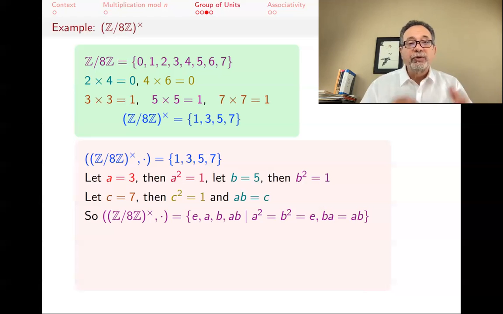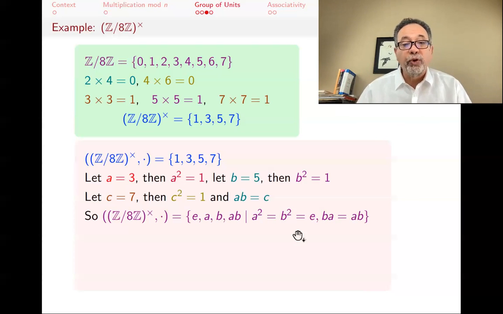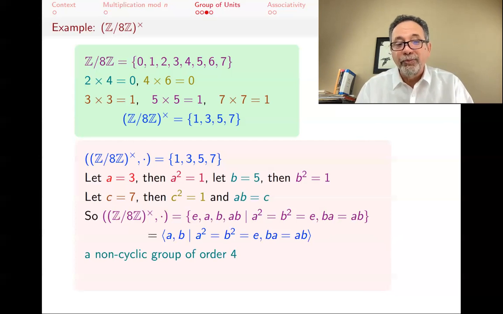In the previous one, the relationship was much easier. It was A to the 4th is E. I didn't need anything about moving things around because the only things I had were powers of A, and those automatically commute with each other. Whereas A and B don't necessarily commute with each other, so I have to specify that to be able to reduce long words into just those 4 elements, E, A, B, and AB. So this is a non-cyclic group of order 4.